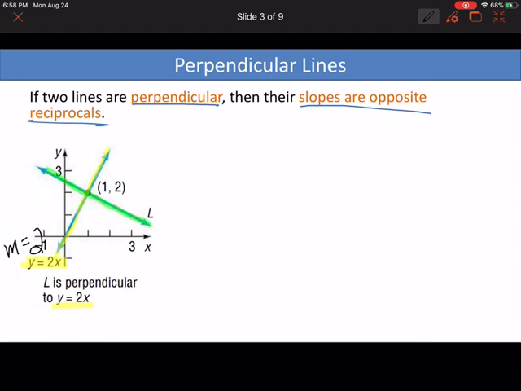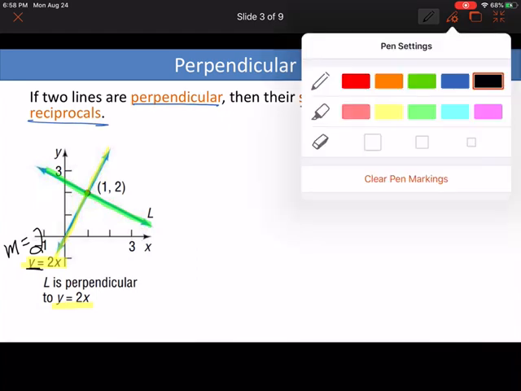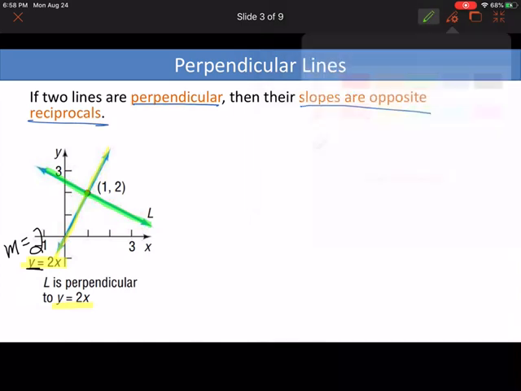Now you can see that this line here is positive. But you can see that L is going down and it is negative. That's why they're opposite. So graphically you can see if one's positive, the other one has to be negative, and vice versa. And then it's the reciprocal. So the slope of L, and I'm going to do slope with a capital L, subscripting slope of line L, is -1/2, having that reciprocal, right?